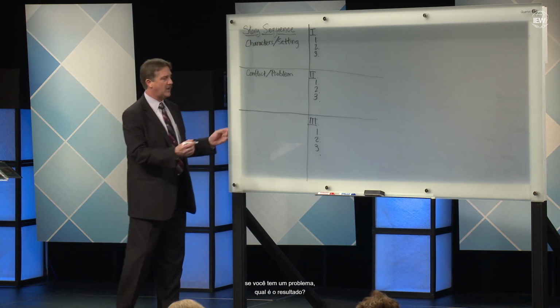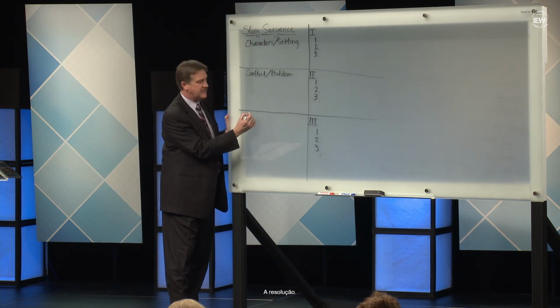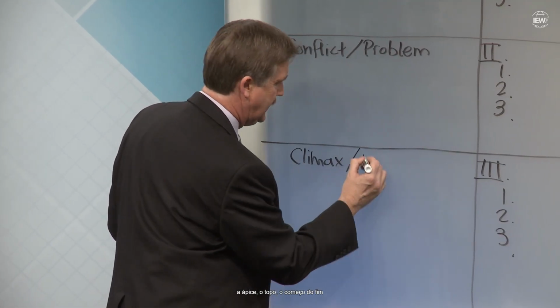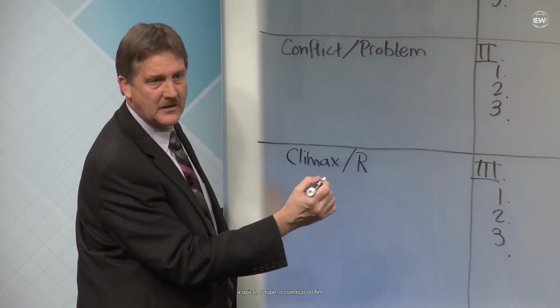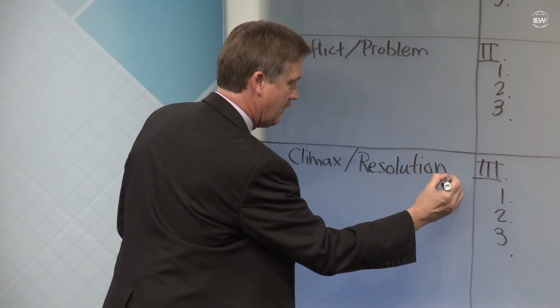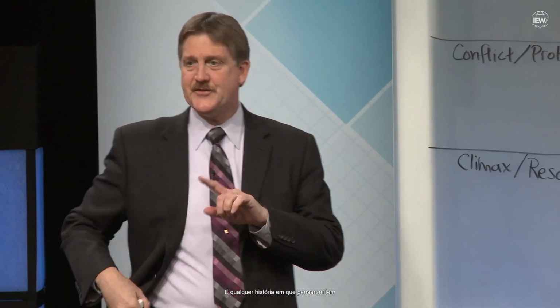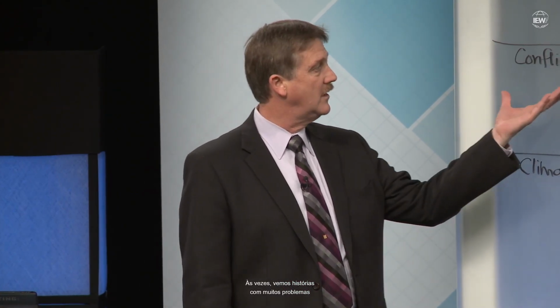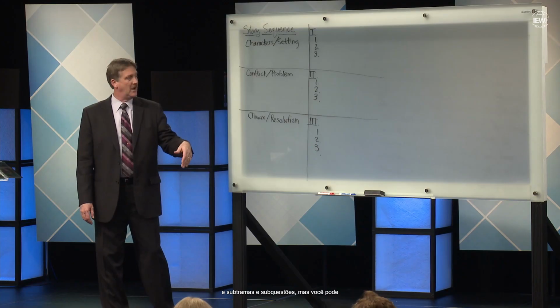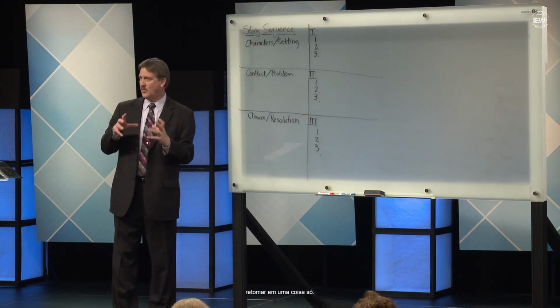Third section, of course, if you have a problem, what would come here? Resolution. And you usually have that high point, that climax, that highest point, top of it, beginning of the end, light at the end of the tunnel, turning of the tide. And really, any story you can think of basically has to have these 3 parts, or it's not really a story. Sometimes you get a story with lots and lots of problems and subplots and sub-issues, but you can usually always boil it down to one thing.